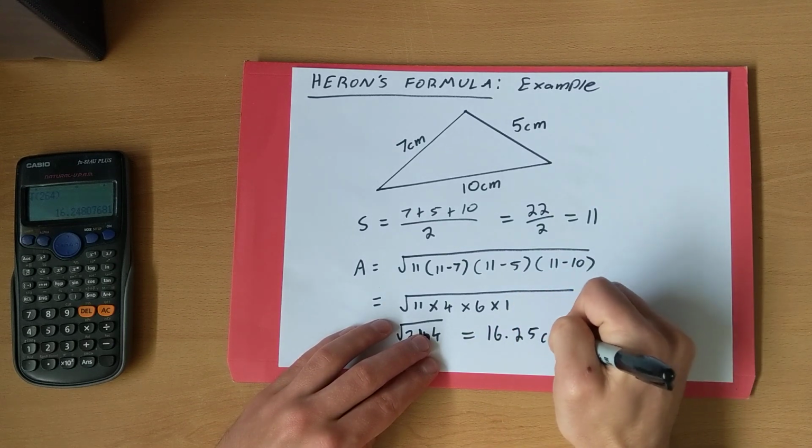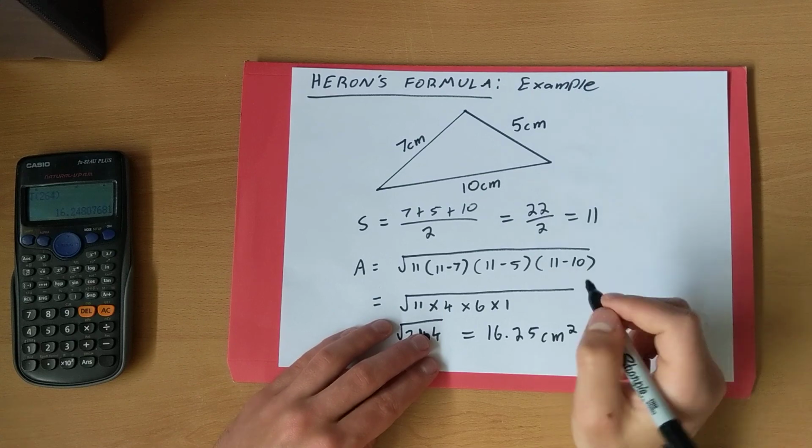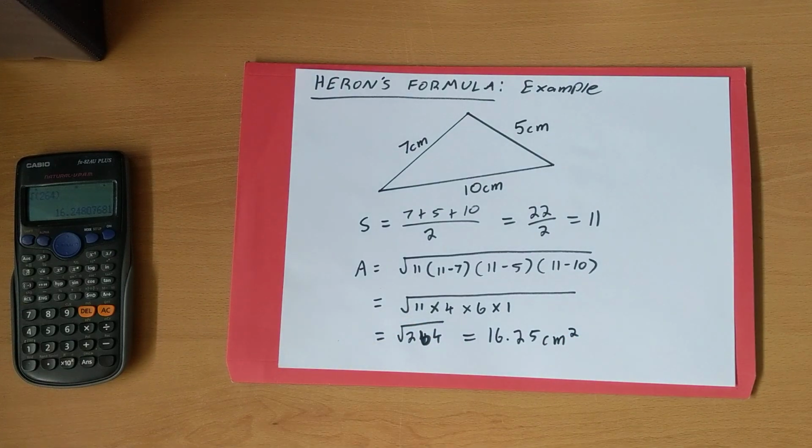16.25 centimeters squared. Like I said, this isn't something that's going to come up super often in this course, but it will come up and it is important to know how to use this formula, Heron's formula, for the area of a triangle when I have the 3 side lengths and none of the angles inside.